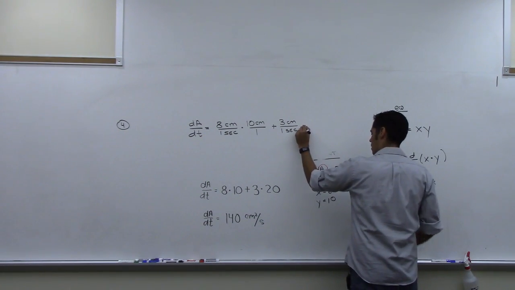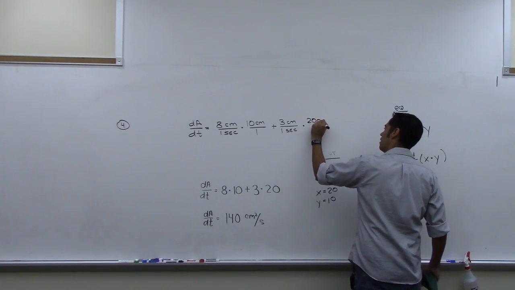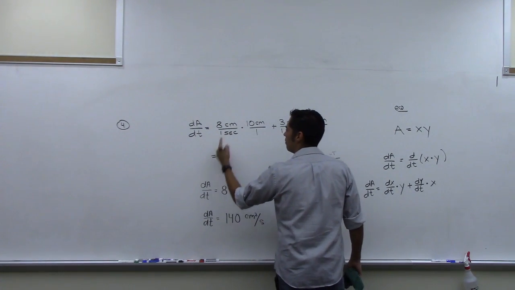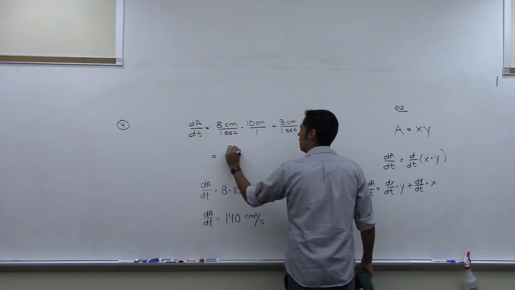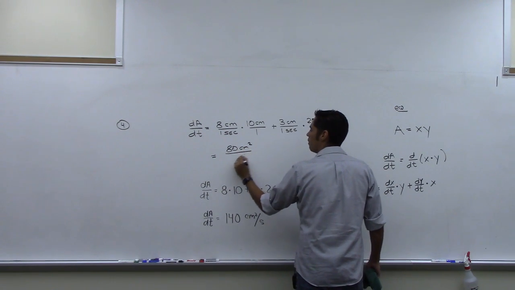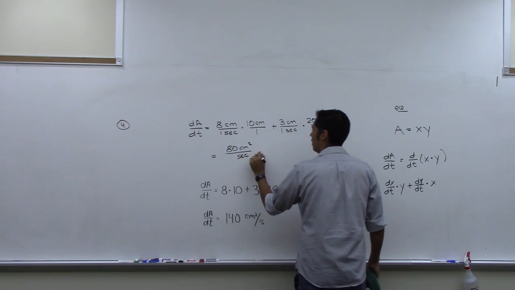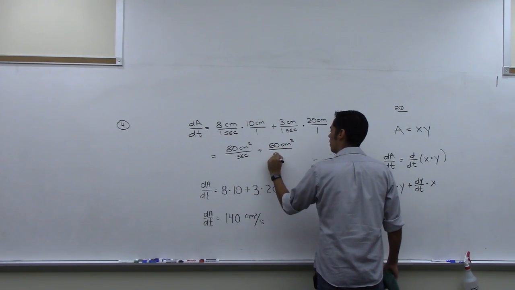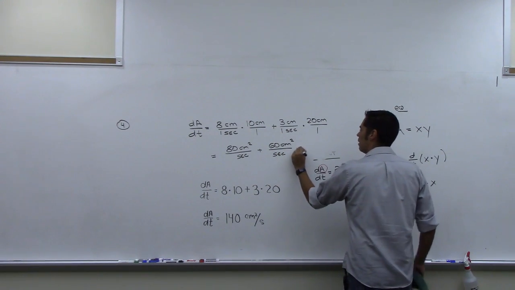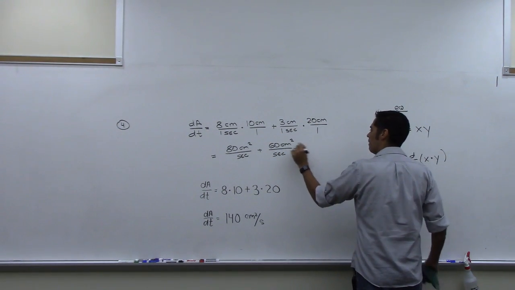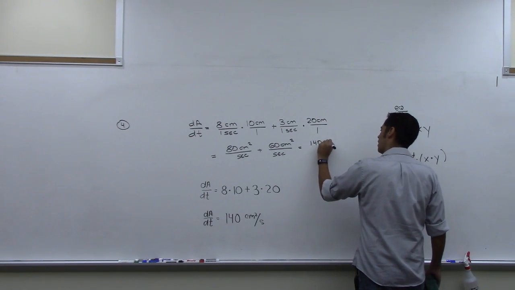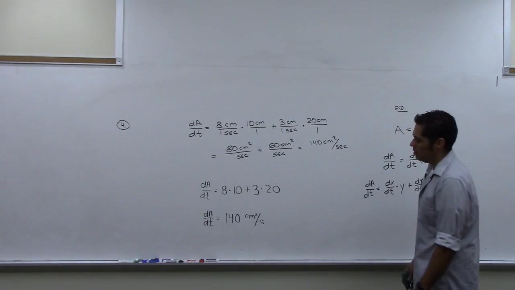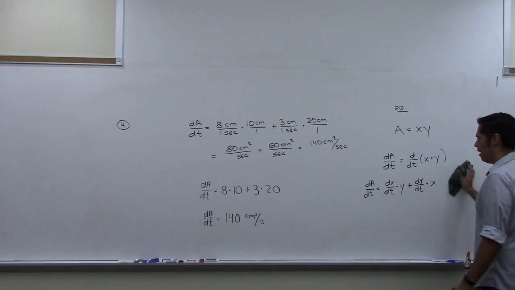and x was 20 centimeters, so I'm going to write 20 centimeters over 1. So I just wrote them like fractions so that you can see that when you put this together, you multiply across the top here, you get 80 centimeters squared over 1 second, plus 60 centimeters squared over 1 second. These have the same denominator, so this becomes 140 centimeters squared over 1 second, or I can just say per second. So it's the same answer, just a different way of doing it.